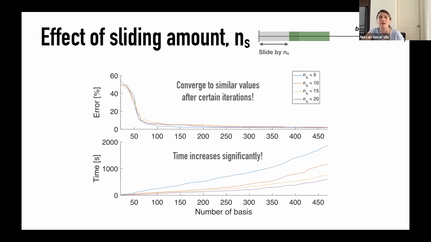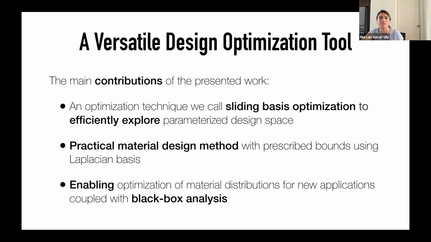And one good trade-off we have seen was that if you use 75% of the number of optimized bases, for example, if you are optimizing for 20 bases, but you only slide by 15 bases, it gives us a good trade-off for time and the error values.